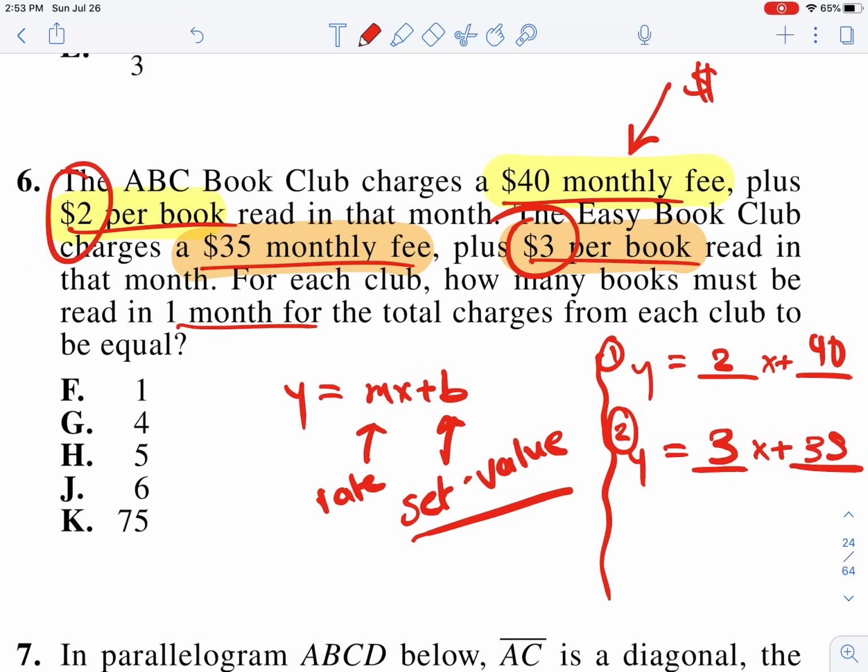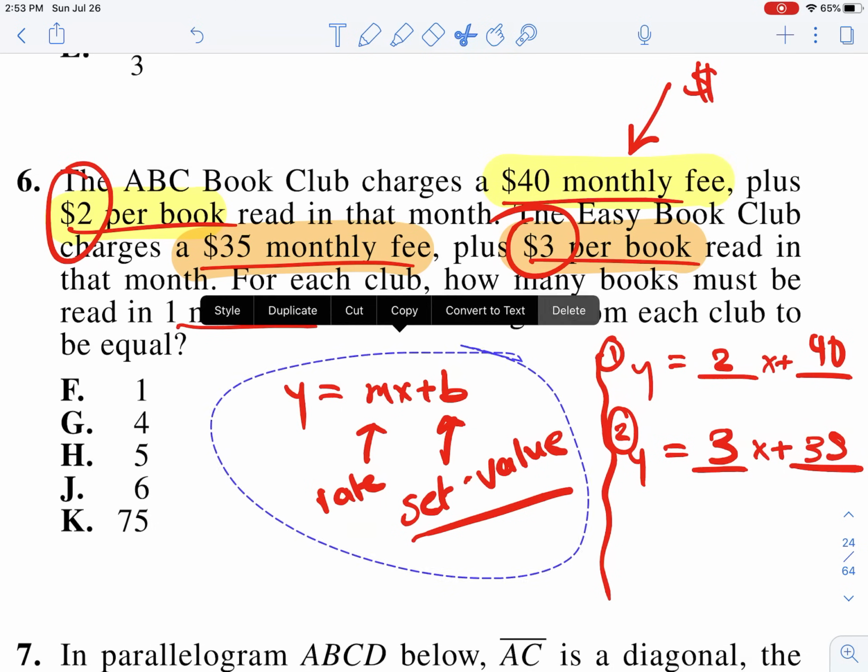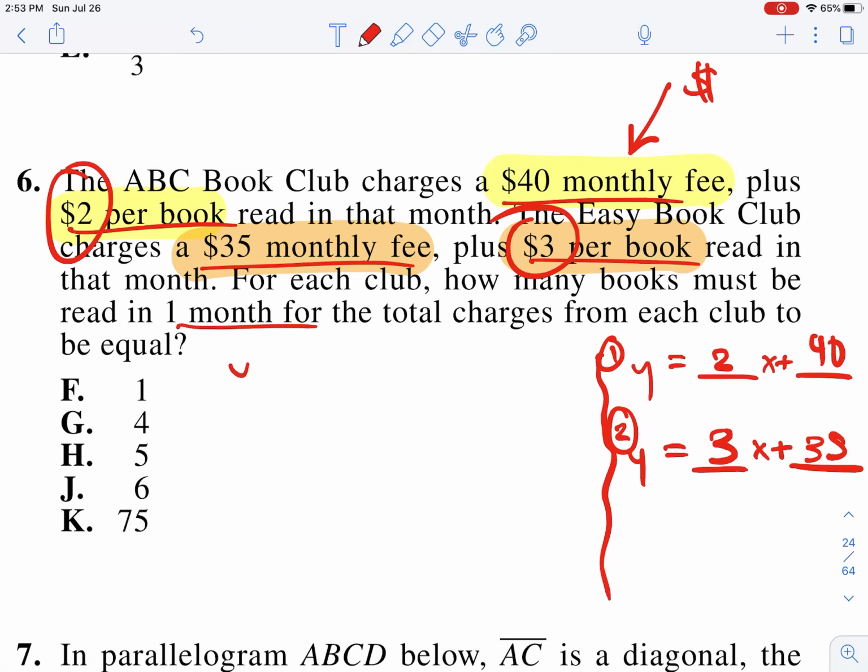So that's kind of how this works. Now that we have these two equations, let me clean this up a little bit. We have y equals 2x plus 40, and then y equals 3x plus 35. And now, what's the question asking? We want to find how many books must be read for the charges to be equal.